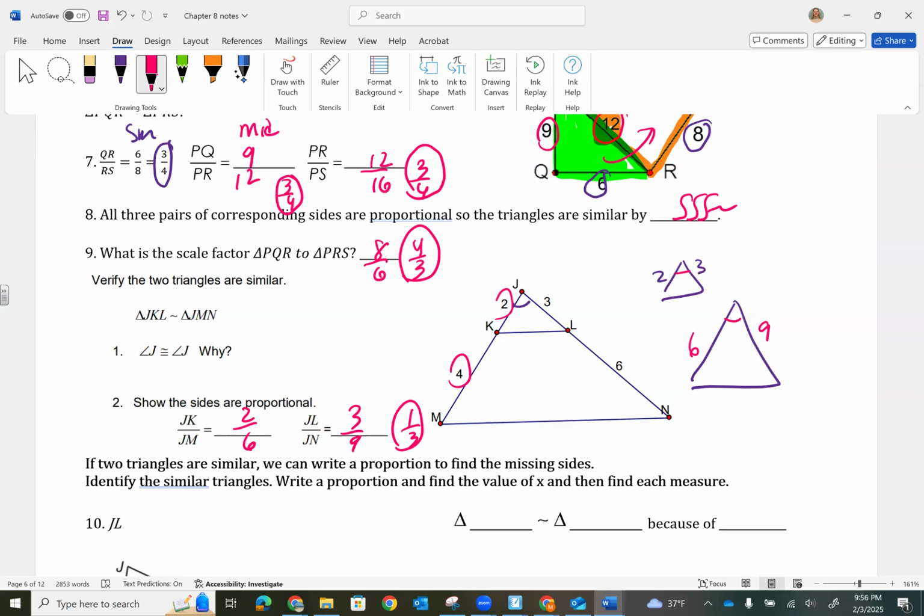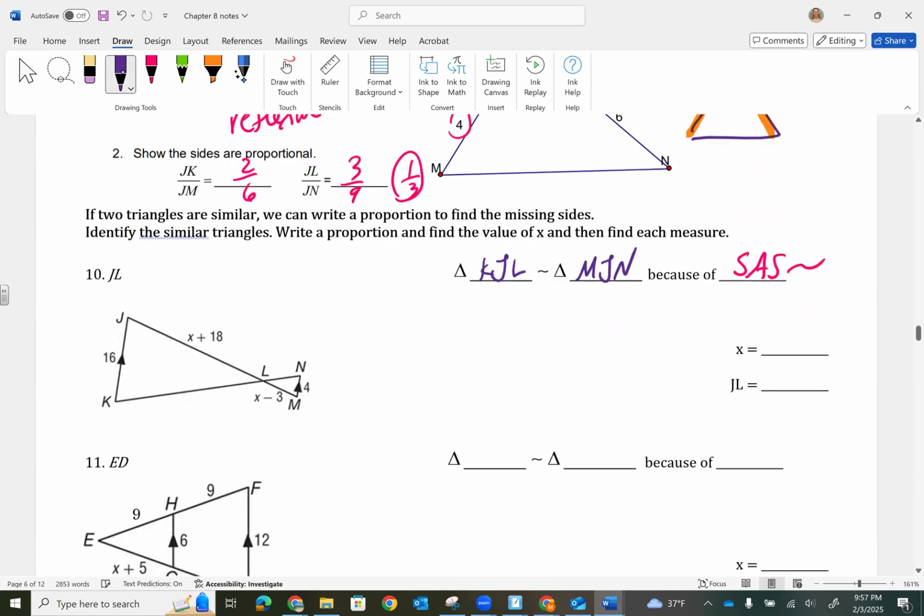So angle J is a reflexive angle. So by side angle side similarity, okay, these two triangles will be similar to each other. Notice we do side angle side. The angle in the middle is the reflexive angle that is the same shape and size in both shapes. So you could do triangle KJL is similar to MJN.